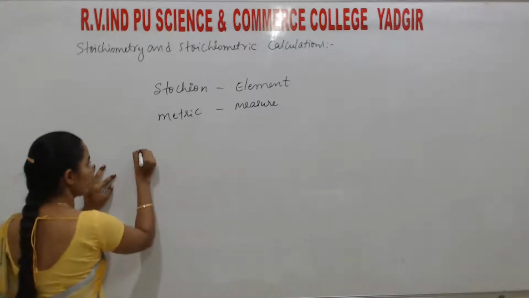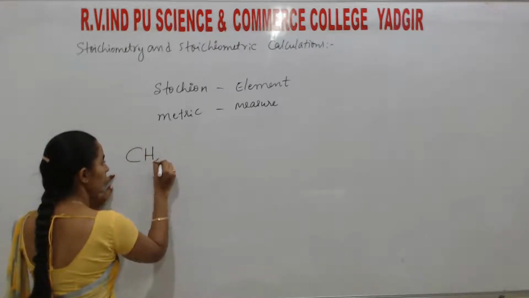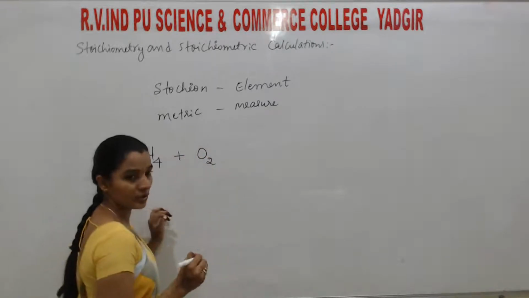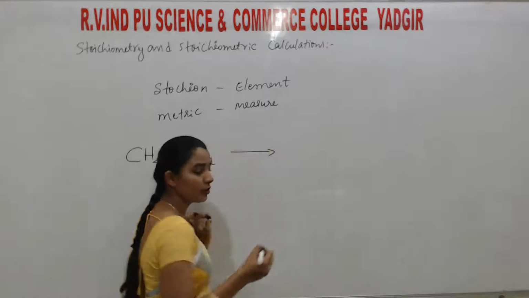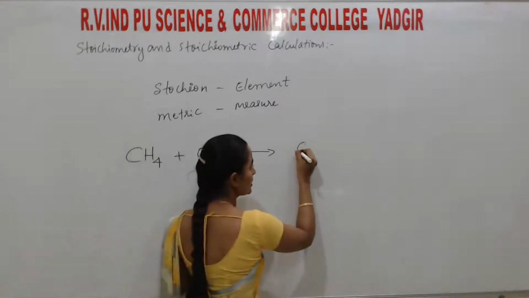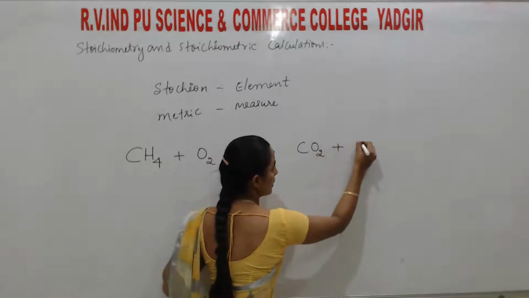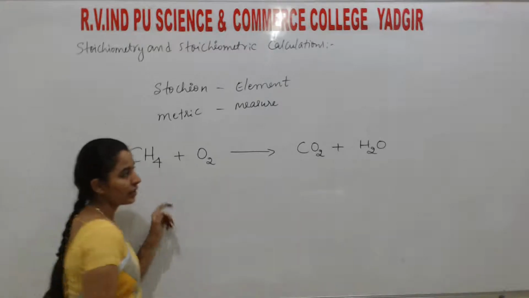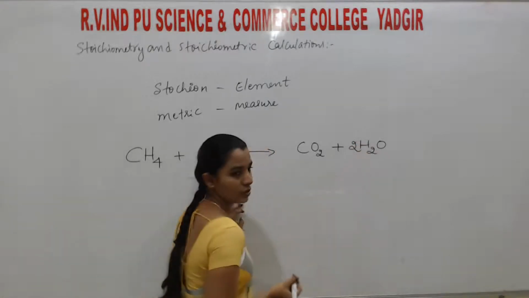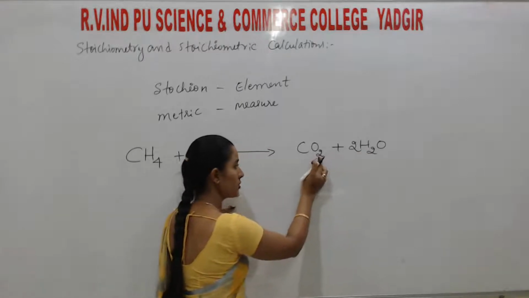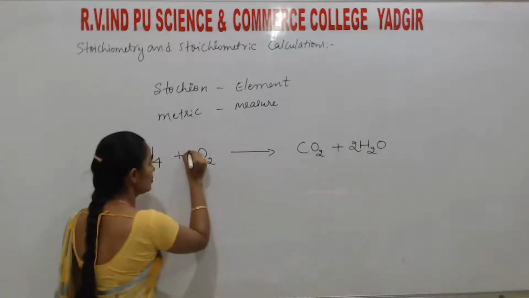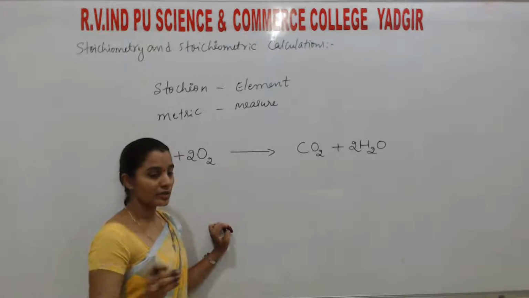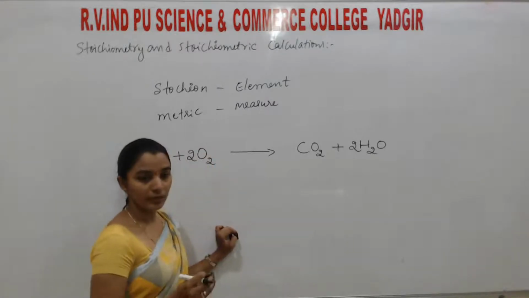Take the combustion of methane. Combustion of methane means methane burns in the presence of air. When hydrocarbons undergo combustion, they always form CO2 plus H2O. Here 4 hydrogen atoms are there, so to balance that, you write 2H2O. Count the oxygen atoms: 2 plus 2, 4 here, and 4 on the other side. This is called balancing the reaction. Only in a balanced chemical reaction can we easily explain the stoichiometry.